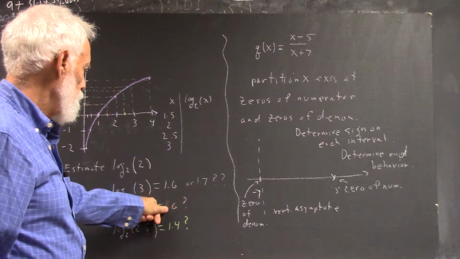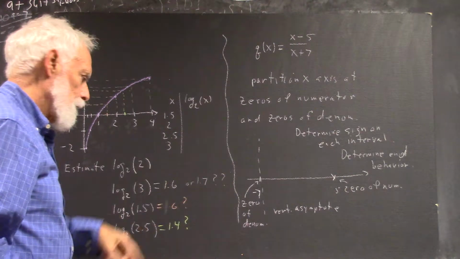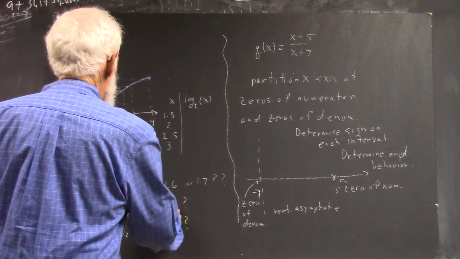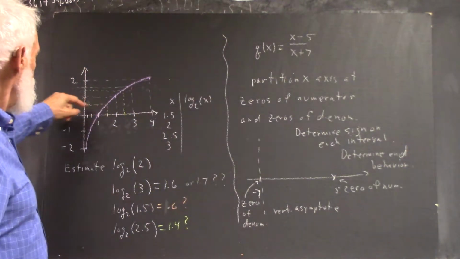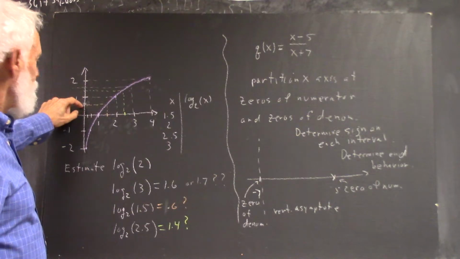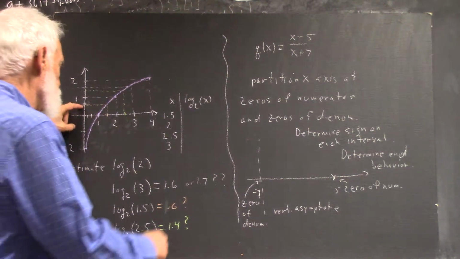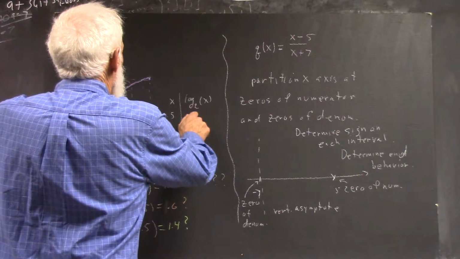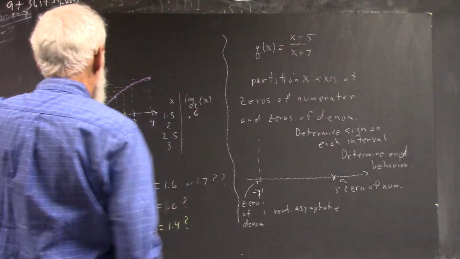You know what I wrote down here? I think I saw the 1.6 up there, it's 0.6. Okay, so we project up here and over. It's a little more than halfway between 0 and 1. So I'm saying that's about 0.6. So log base 2 of 1.5 would be 0.6.